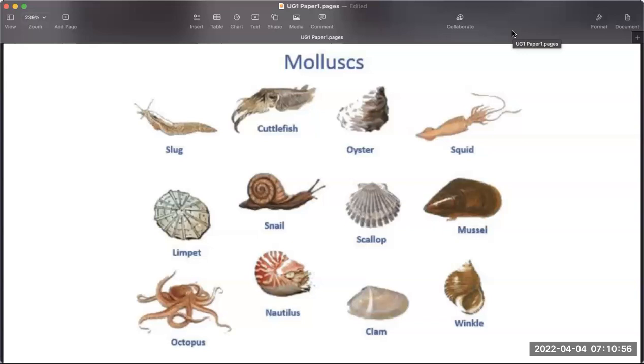They have organ system grade of body organization. The body consists of head, foot, mantle, and the visceral mass. And in this visceral mass, the organs are compacted. The body is clothed with one layered ciliated epidermis. Body is commonly protected by an exoskeleton, that is a calcareous shell of one or more pieces, and this shell is secreted by mantle.